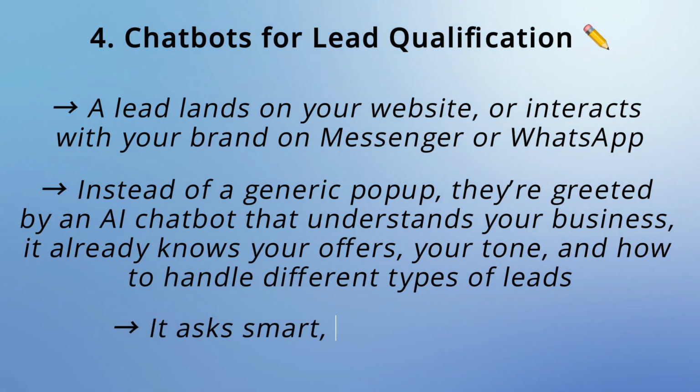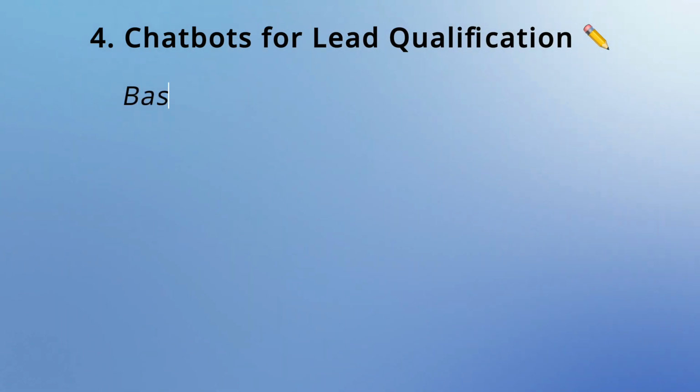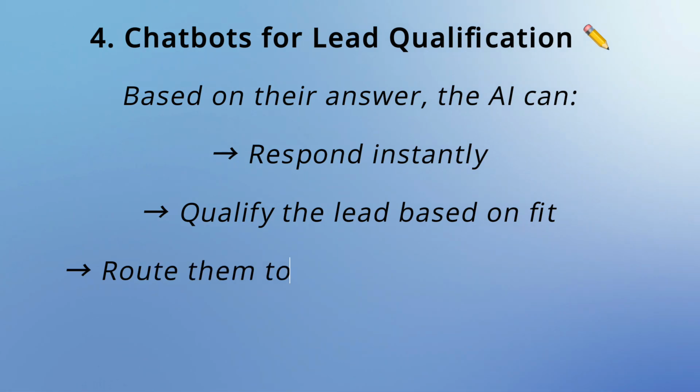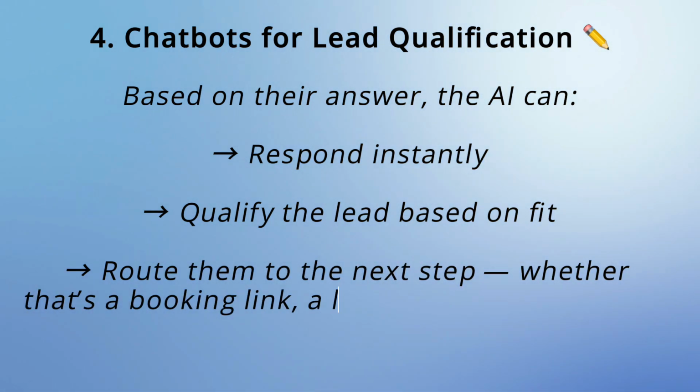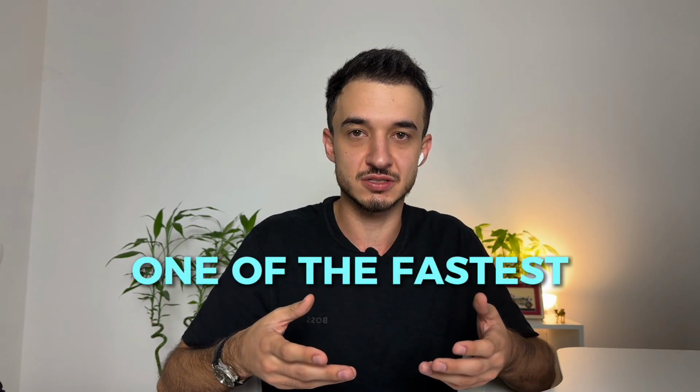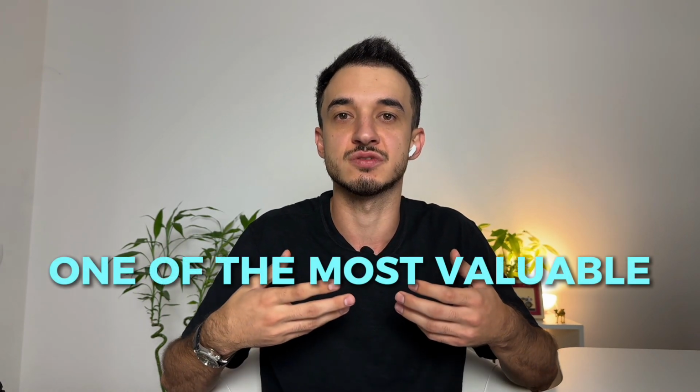It asks smart, targeted questions. Based on their answer, the AI can respond instantly. They can qualify the lead based on fit, route them to the next step, whether that's a booking link, a lead form, a personalized resource, or directly close the sale. This one's actually pretty straightforward, so I won't even show a diagram, but it's one of the fastest automations to set up and one of the most valuable.